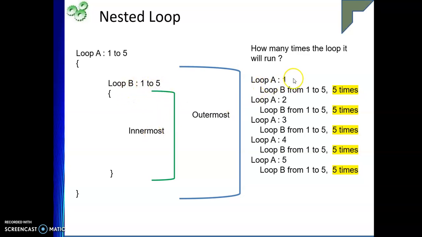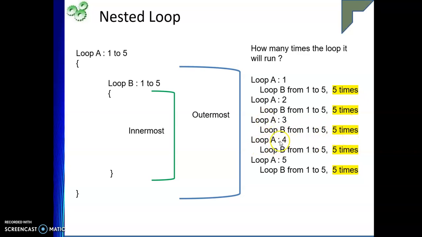So loop A starts at 1, then loop B will run from 1 to 5. That means loop B will be completed 5 times, right? Again, we move to loop A, and it moves to the second iteration. Again, loop B will start executing from 1 to 5, 5 times. Then in the third iteration of loop A, loop B again goes from 1 to 5, again 5 times.